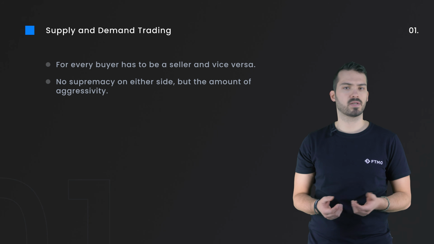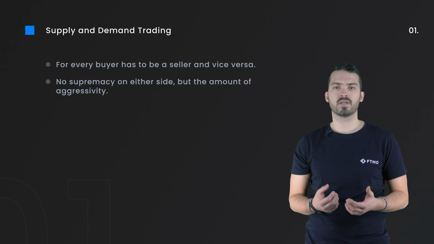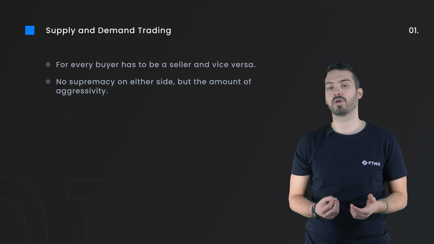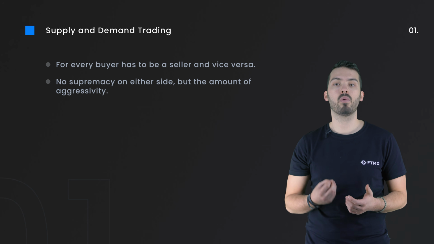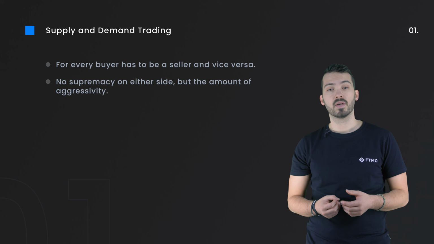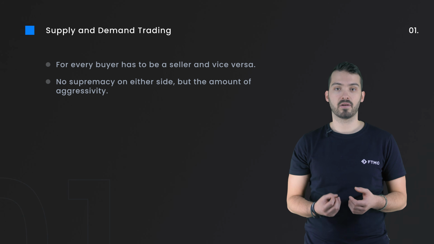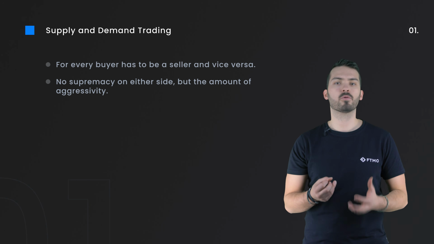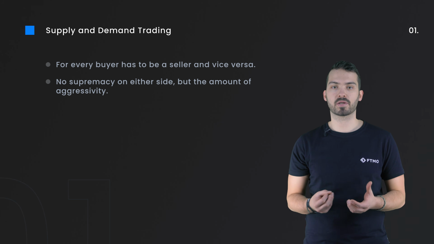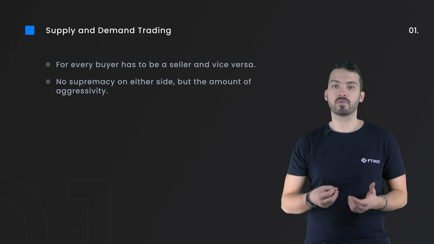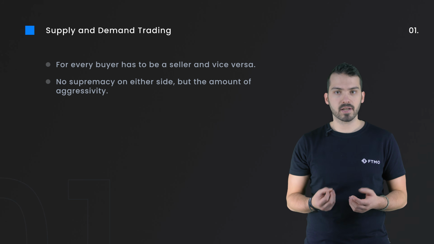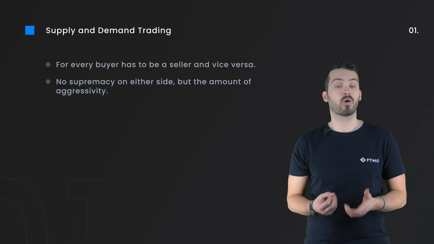One of the common misconceptions many traders assume is that when markets move quickly in one direction, it is because there are more buyers than sellers. This is not true, since for every buyer there has to be a seller and vice versa. When the price goes up or down, there is no supremacy on either side, but the amount of aggressivity or willingness to buy or sell for higher or lower prices.